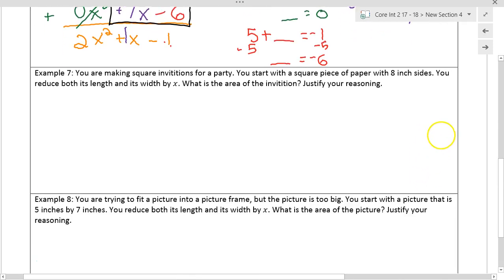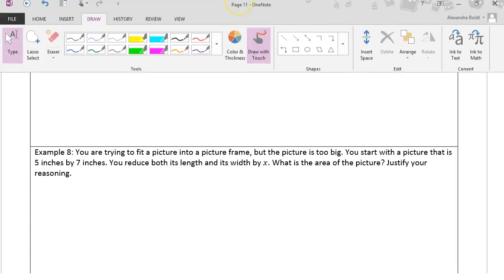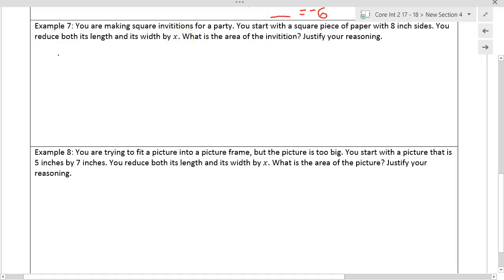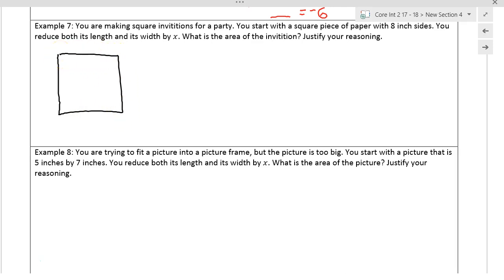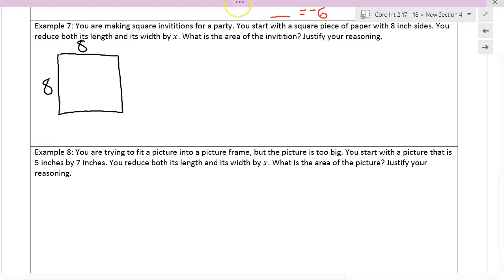All right, looking at our next example. You are making square invitations for a party. You start with a square piece of paper with 8-inch sides. You reduce both its length and its width by x. What is the area of the invitation? Well, let's draw a picture. Here's my square invitation. It has 8-inch sides.